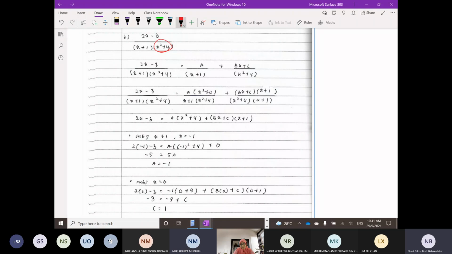Kamu assume. Ya, Aishwa. Kamu assume ke? Assume kata ni ialah repeated linear factor. Ya, assume. Okay, so jangan assume. Okay, you need to check whether this quadratic can be factorized or not.